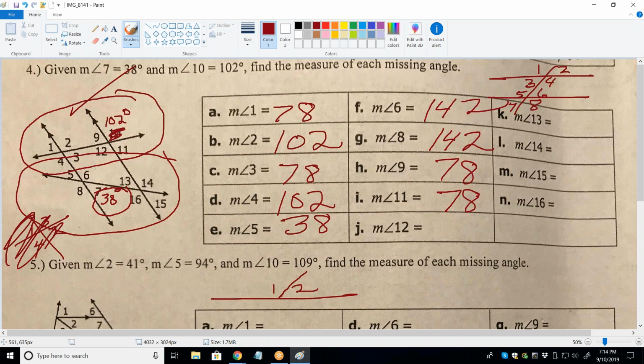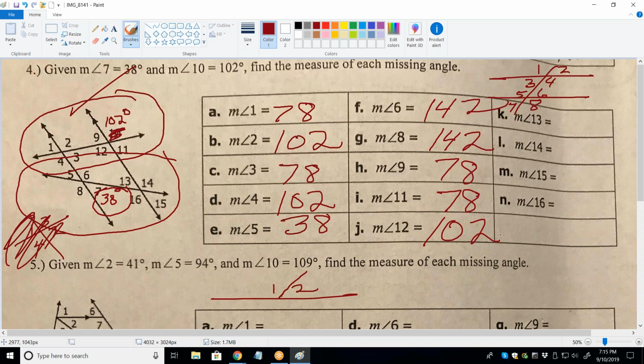Is it acute or obtuse? Which one? 12. Oh, that's obtuse. Okay, so which angle is it? Is it 102 or 78? 102. Okay, that's all you have to do on these, just visually look at whether you're looking at an obtuse angle. That's not really the way to do it. I prefer you do it by figuring out, is it a vertical angle with anything?